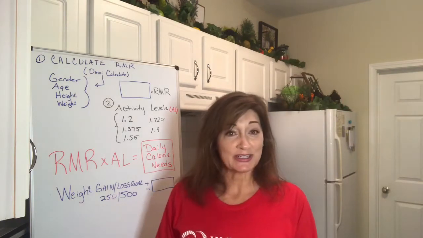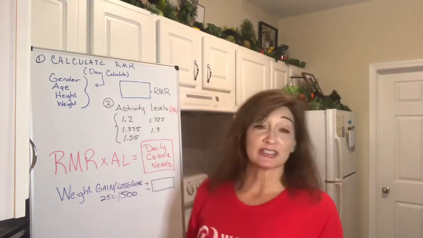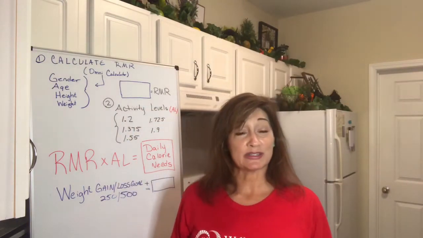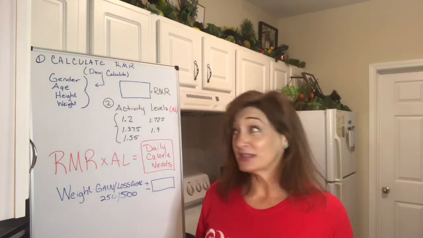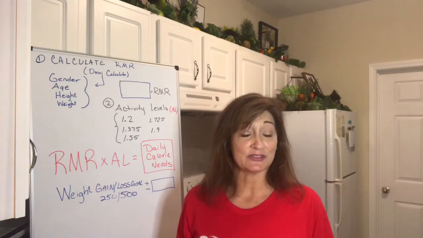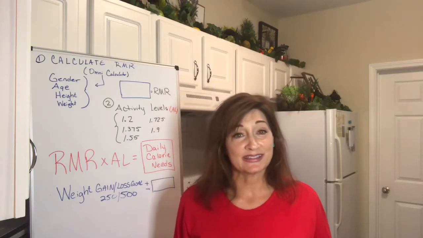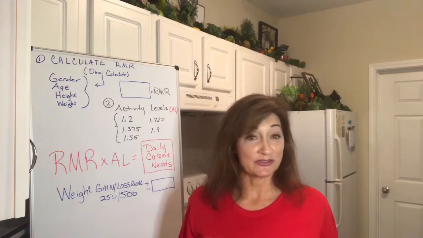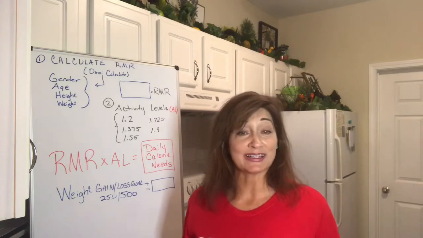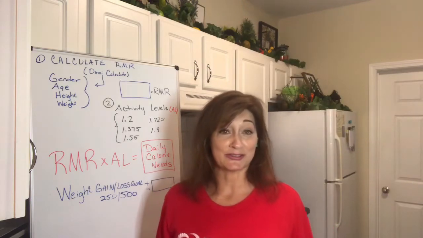So the first thing we're going to do is calculate our RMR, which is our resting metabolic rate. There are two ways to do that. I can give you a big old formula that looks like we're about to take the SAT exam and you turn this video off and won't watch it anymore, or I can point you to a website. So let's do that one.